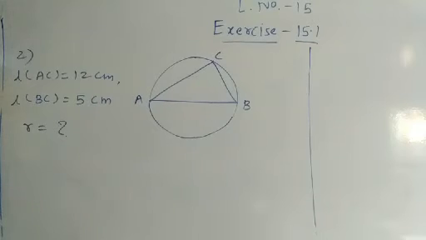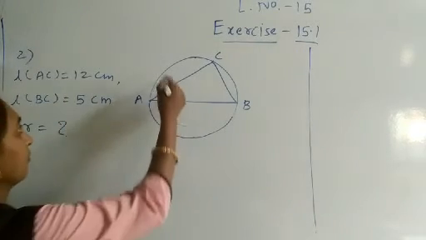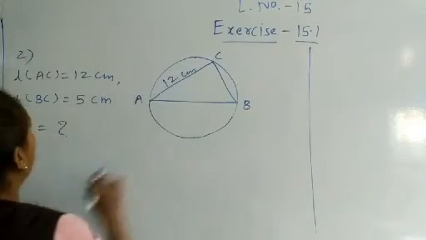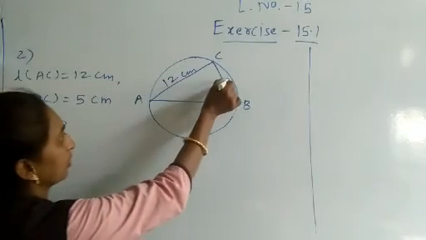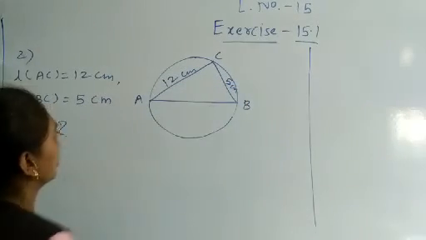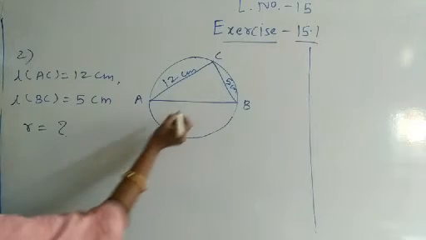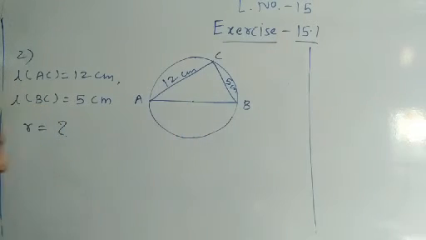Now the second example, look here. The length of AC is 12 centimeters. Where is the AC here? So we give here, and the length of BC is 5 centimeters. Okay, and now what will be the radius of this circle? So first of all, you have to find out here.